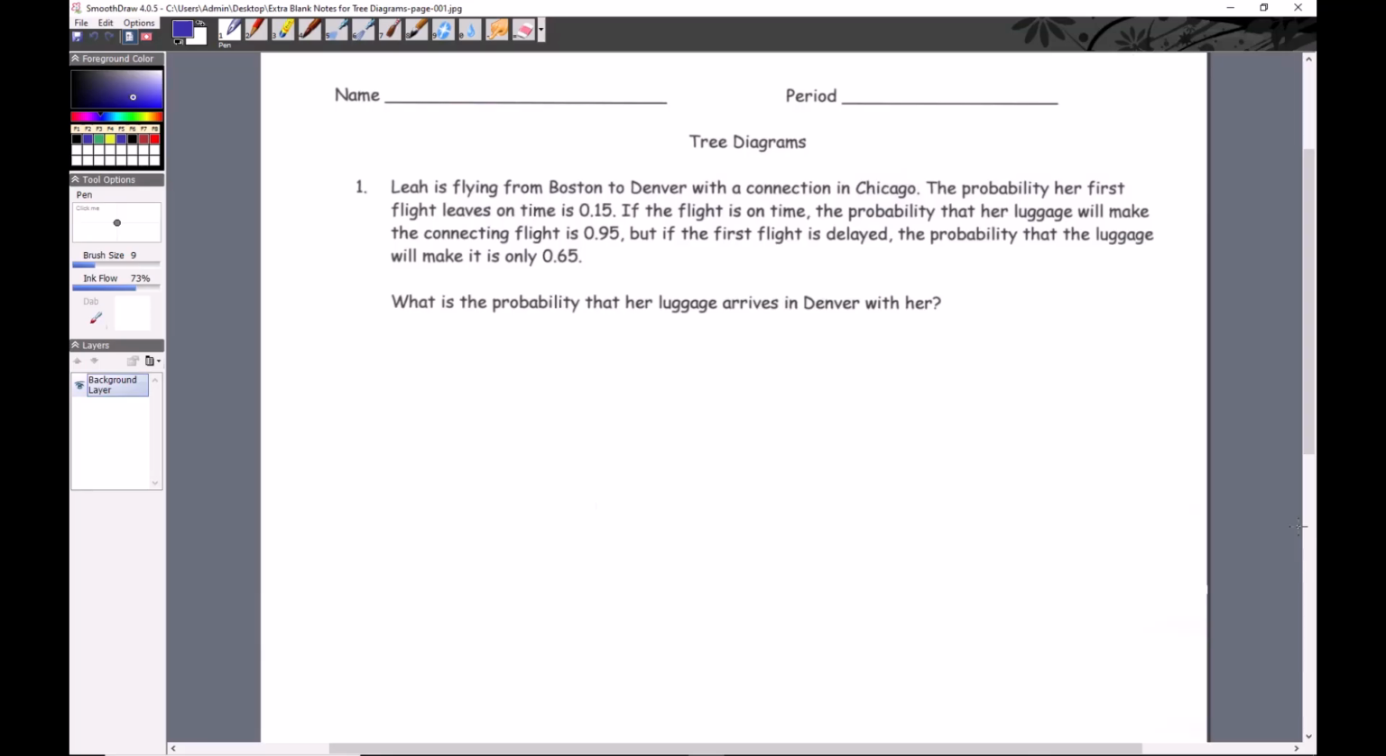So this girl is flying from Boston to Denver with a connection in Chicago. The probability her first flight leaves on time is 0.15. So, hang on just a second. That's an event. So let's go ahead and define it. Let's call that event A is the event that the flight leaves on time.